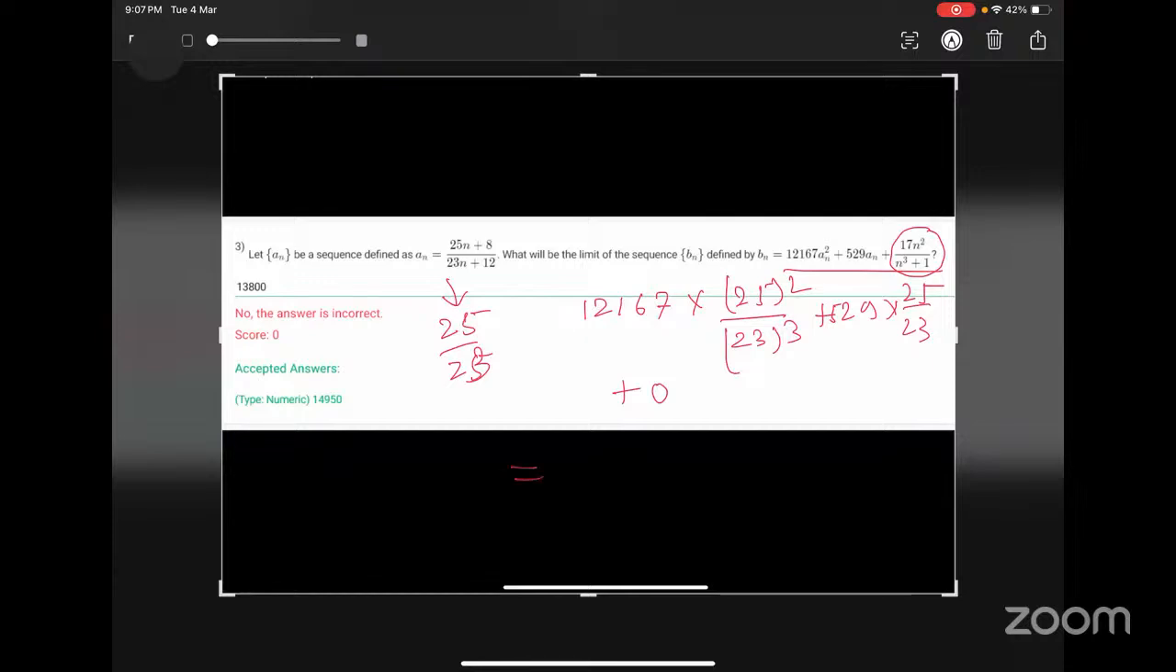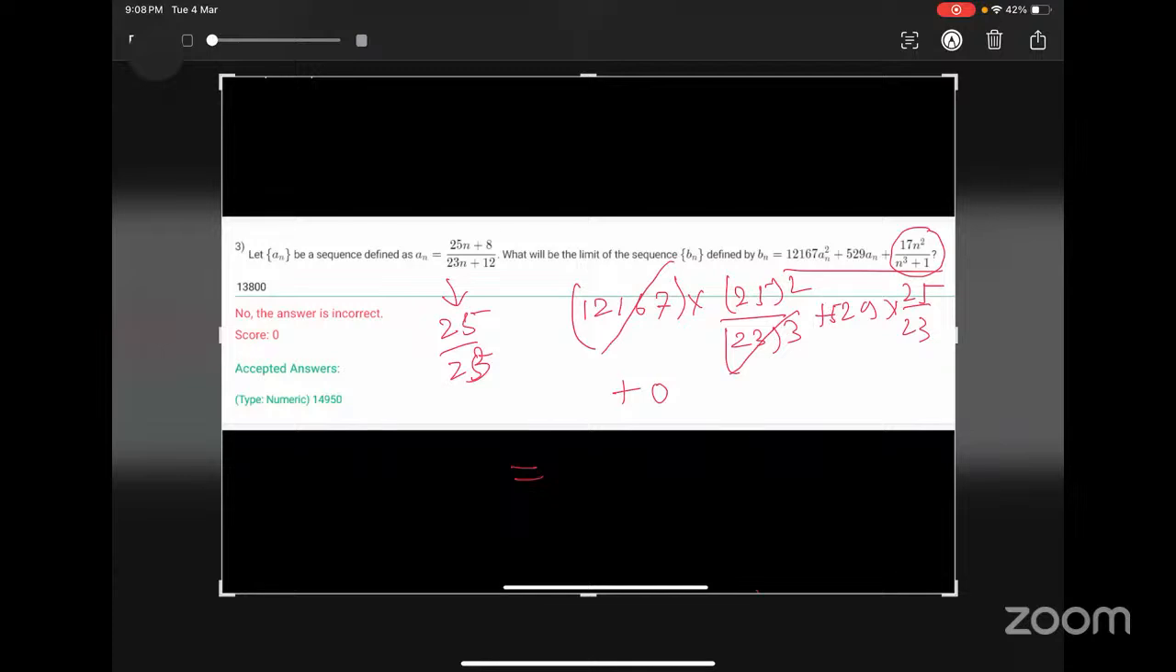Yeah, I got 3,600. Maybe somebody else can try calculating. Okay, I'll also do it, ma'am. So 12167 divided by 23, divided by 23 is 1. This is exactly what it is.